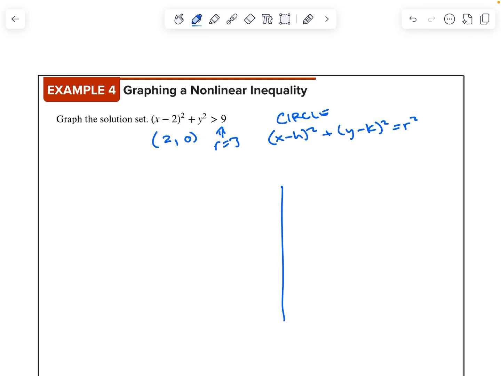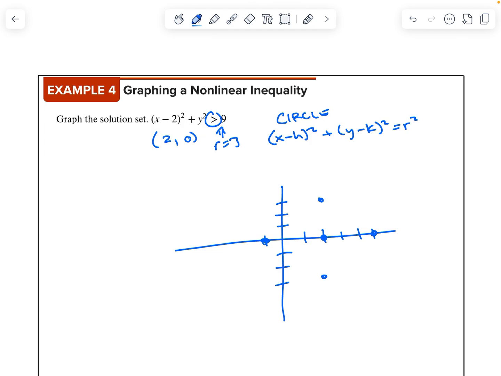And so when I go to graph it, the center's at (2, 0). The radius is 1, 2, 3. You can click any point that's 3 away. I'm going to try and get a good representative graph here, (3, 3). And it's strictly greater than, you see that?